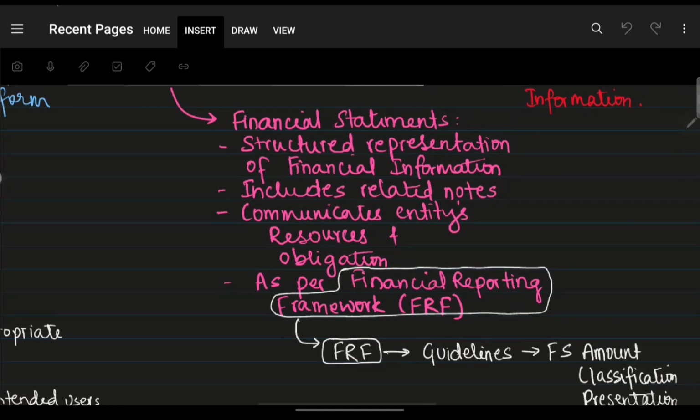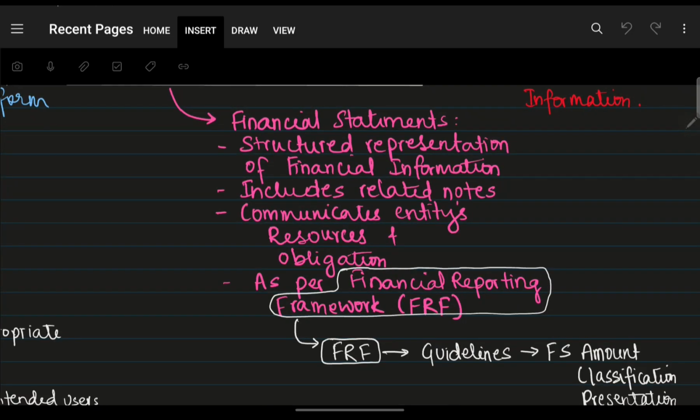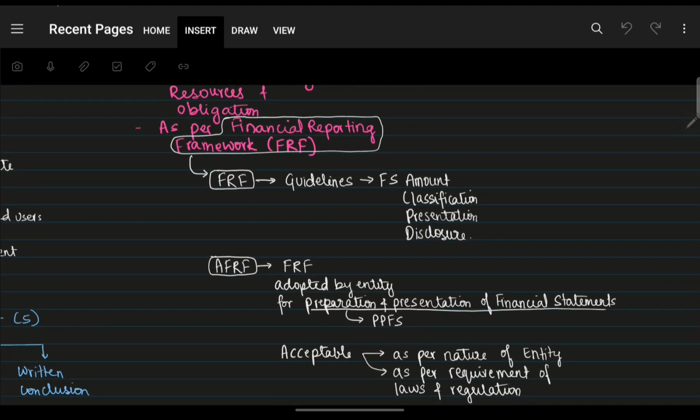Now, what are financial statements? Financial statements are a structured representation of financial information. It includes the related notes, communicates the entity's resources and obligations, and it is prepared as per a financial reporting framework. Now, what is a financial reporting framework? A financial reporting framework is something that gives guidelines on how to prepare your financial statements with regard to the amount, the classification, presentation, and disclosure.